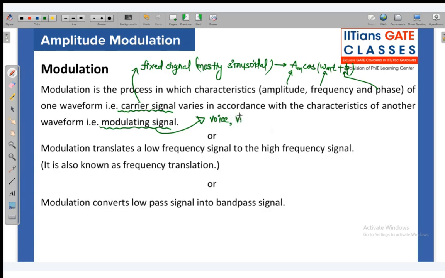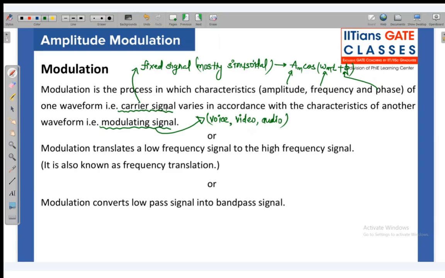Similarly, it can be the video signal. It can be the audio signal. So these are the message signals we generally see in our day-to-day life. These message signals will change the characteristics of this fixed signal, which is a carrier signal.